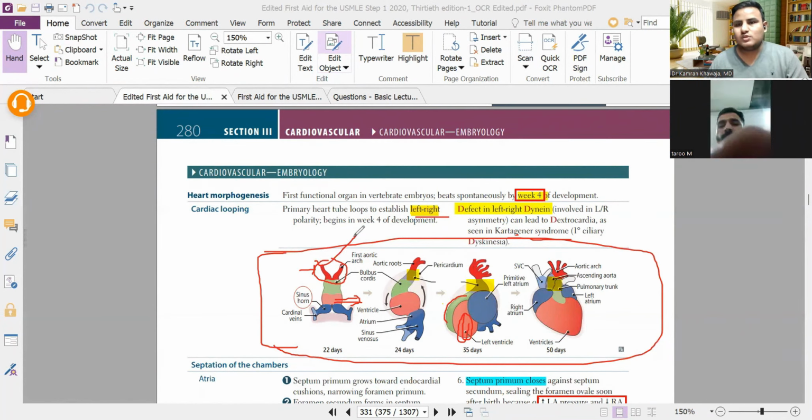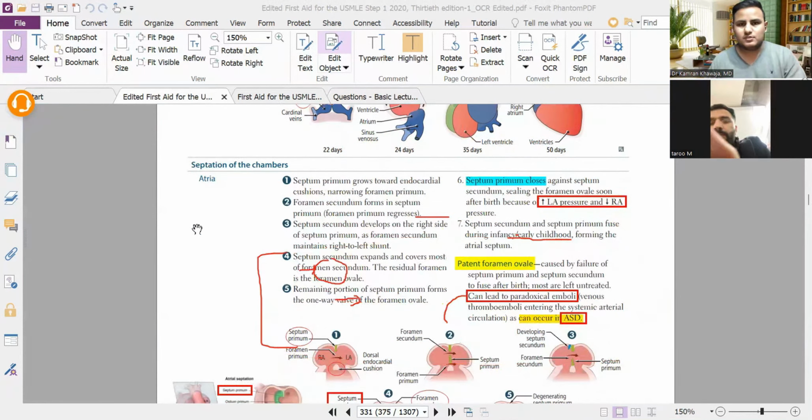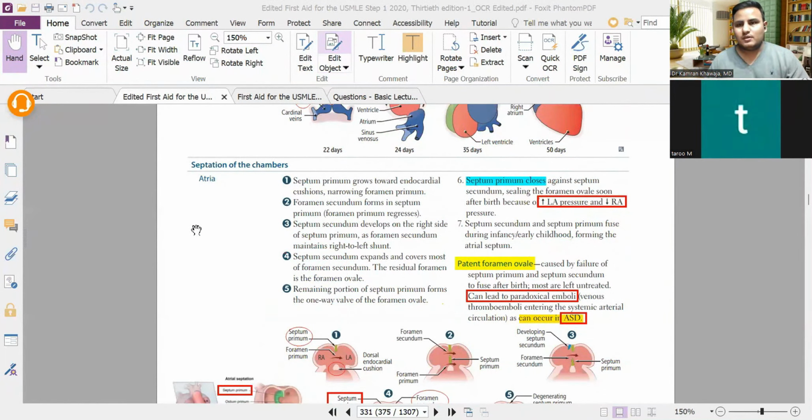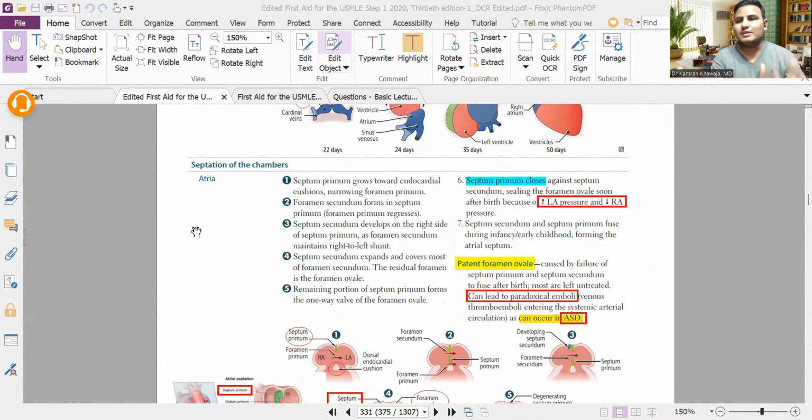This is the most likely asked MCQ. Now we will study the septation of chambers: how our heart is developing, how the right atrium, left atrium, right ventricle and left ventricle develop, what the steps are. We will study that.